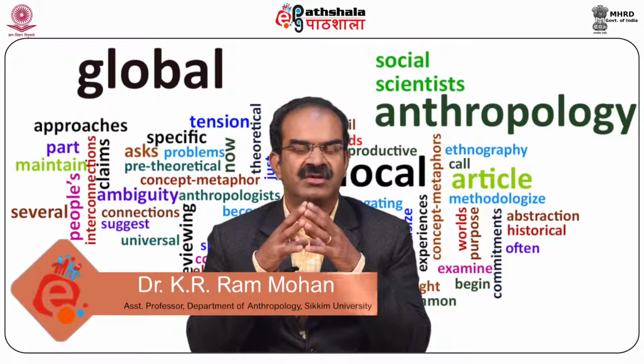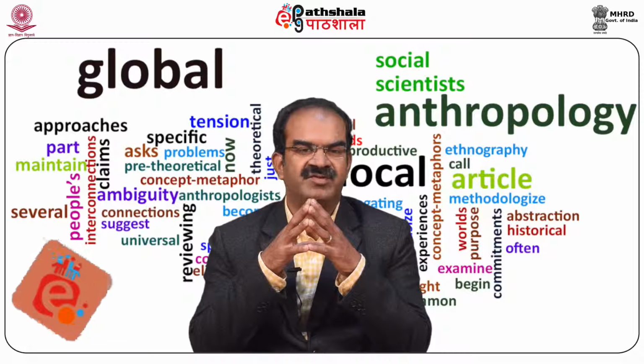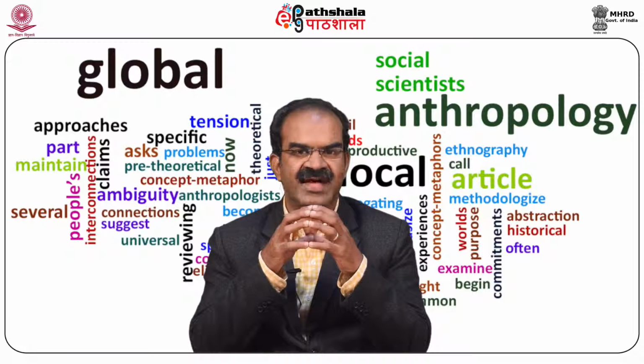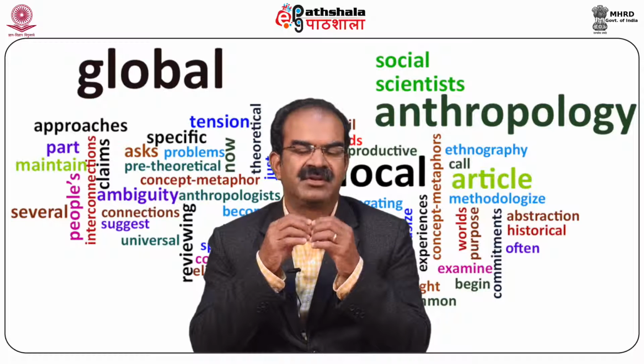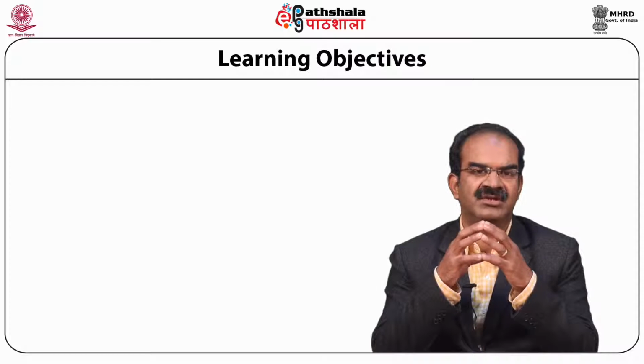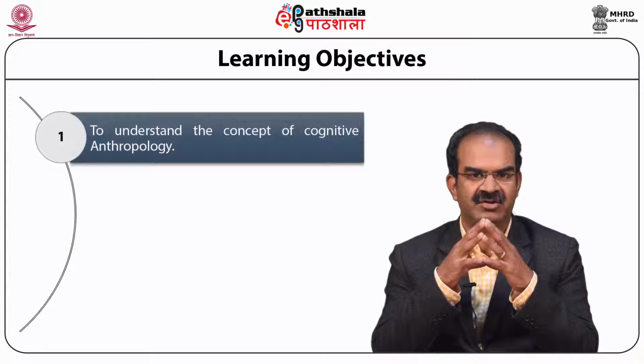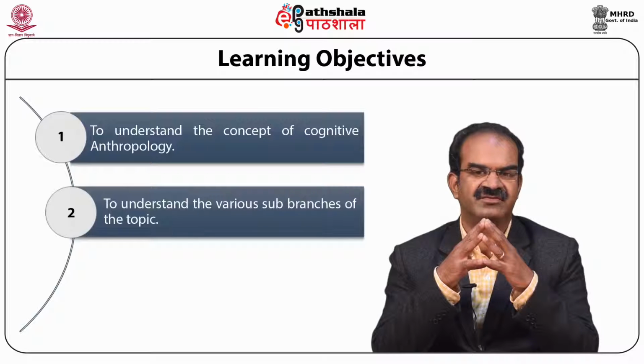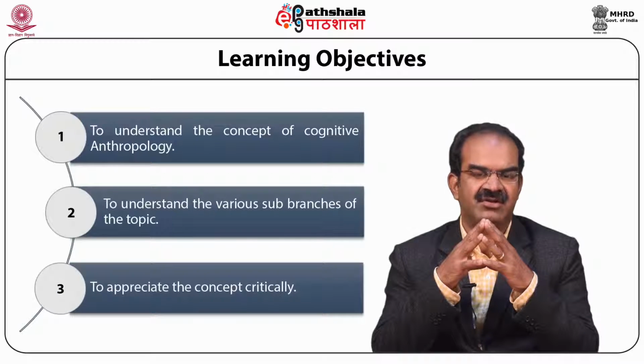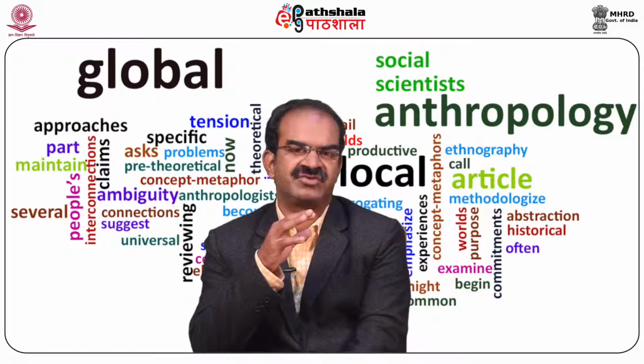Today we are going to talk a module on aspects of cognitive anthropology, ethnoscience, etic, emic, and new ethnography. These concepts are from the paper Theories and Methods in Social Cultural Anthropology. Let us see what are the learning objectives of this module: to understand the concept of cognitive anthropology, to understand the various sub-branches of this topic, and to appreciate the concept critically. Now, what is cognitive anthropology?